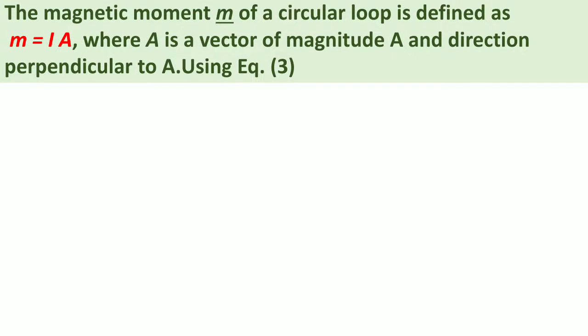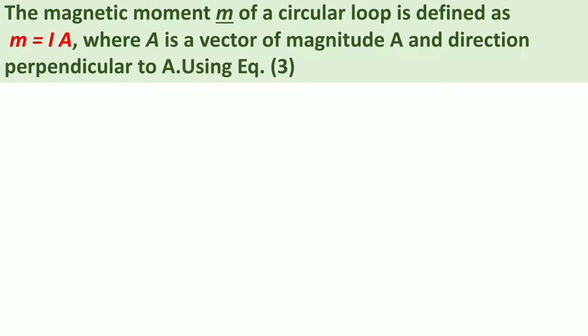Then the magnetic moment, that is small m, of a circular loop is defined as m is equal to Ia. Now in standard 11 you have noted the analogy between the electrostatics quantities and magnetostatic quantities. Now see here, magnetic dipole. Magnetic dipole is nothing but m is equal to Ia, where a is the vector of magnitude a and the direction perpendicular to a.